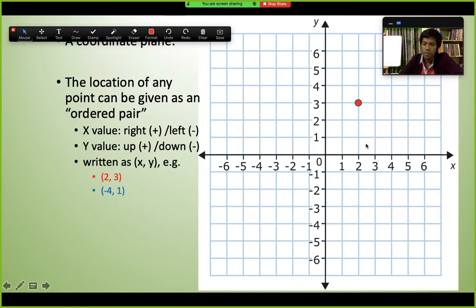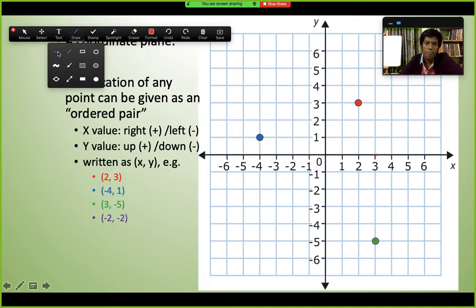Minus 4, 1, where is it? Think about it. See, this side minus 4 and then upside 1. 3, minus 5. So where is this 3, minus 5? See, this is 3 and then minus 5 is down here. So 3, minus 5 must be here. Okay, minus 2, minus 2. Where is that? See, this is minus 2. You have to start from here. This is minus 2 and this is another minus 2. So this must be here. Minus 2, minus 2.